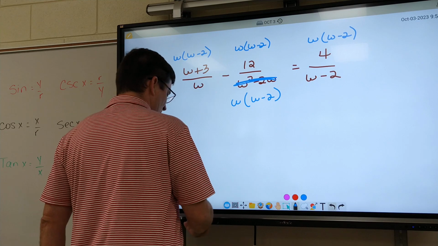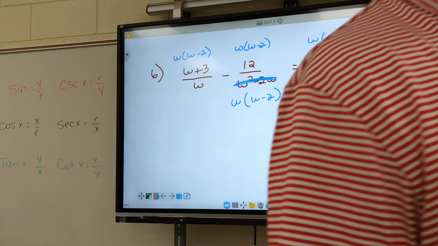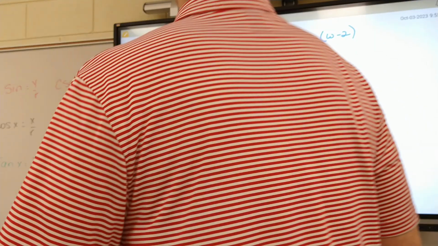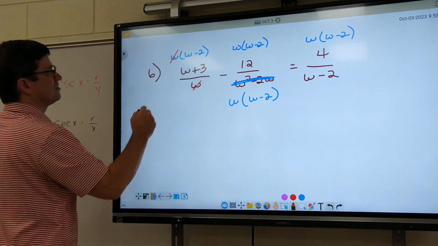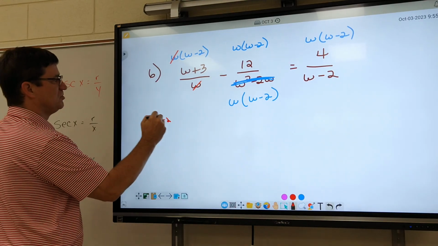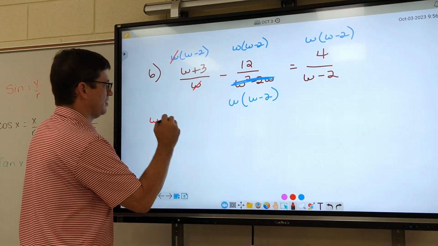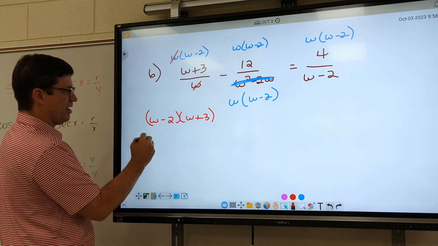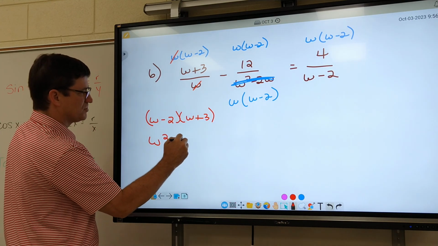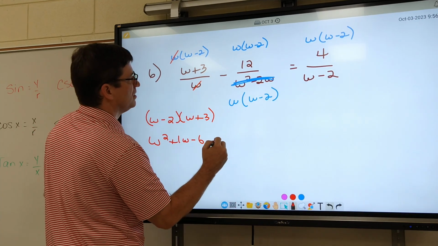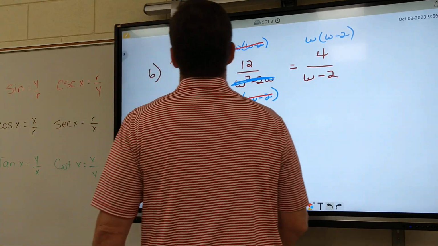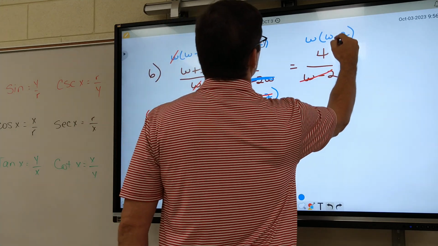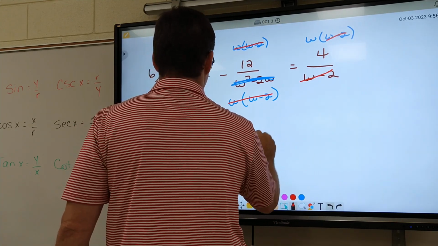All right, and I'm going to let you guys try it from here. Do your crossing out. I didn't try this one this morning. All right, so my W's canceled. I got W minus 2. W plus 3. Got to pull that out. I got W squared plus 1W minus 6. Make sure y'all don't forget to bring down your minus with your 12 right there. All right, that wasn't bad.